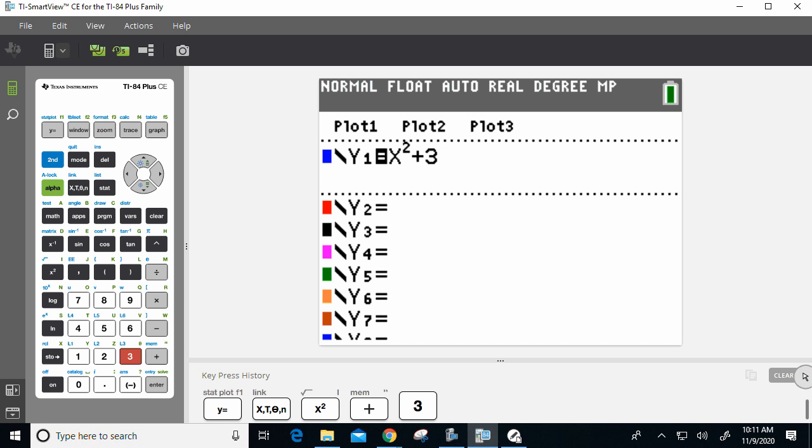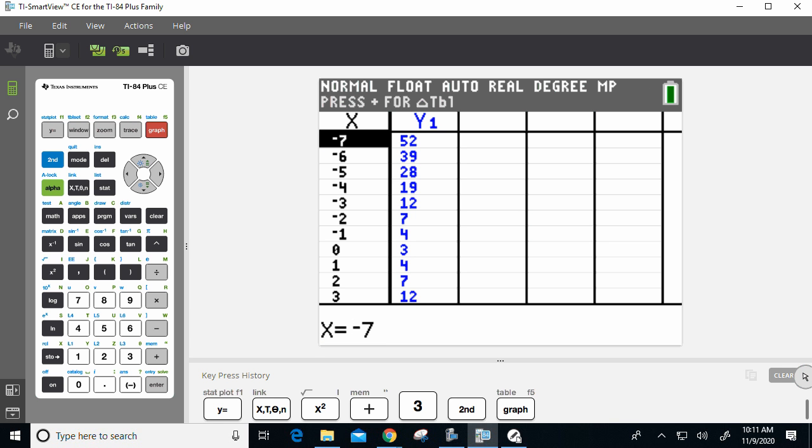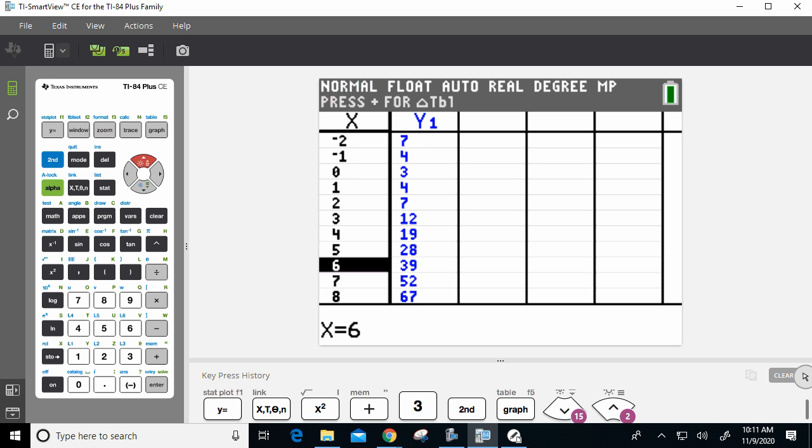So now you want to get to the table. So you press second and press graph, and your table should pop up. So on your graphing calculator, to get different numbers, you're going to have to use the arrow keys to scroll down or to scroll up so that you can get more numbers. Any questions before we continue?